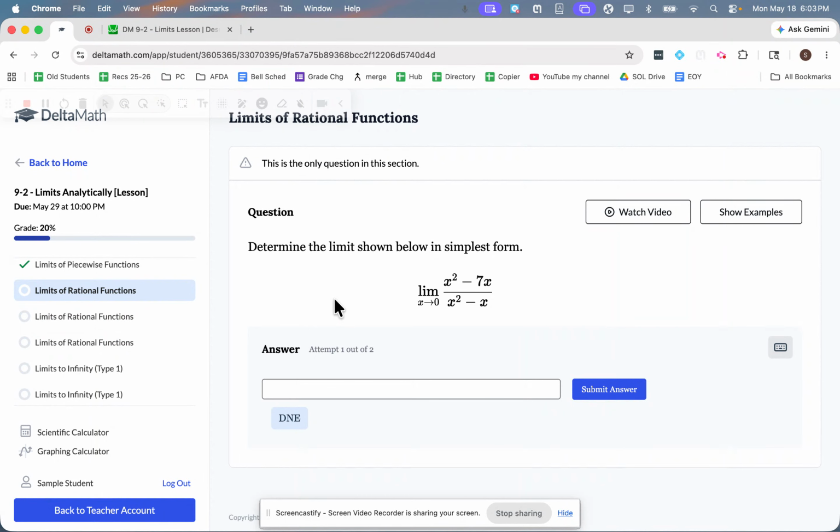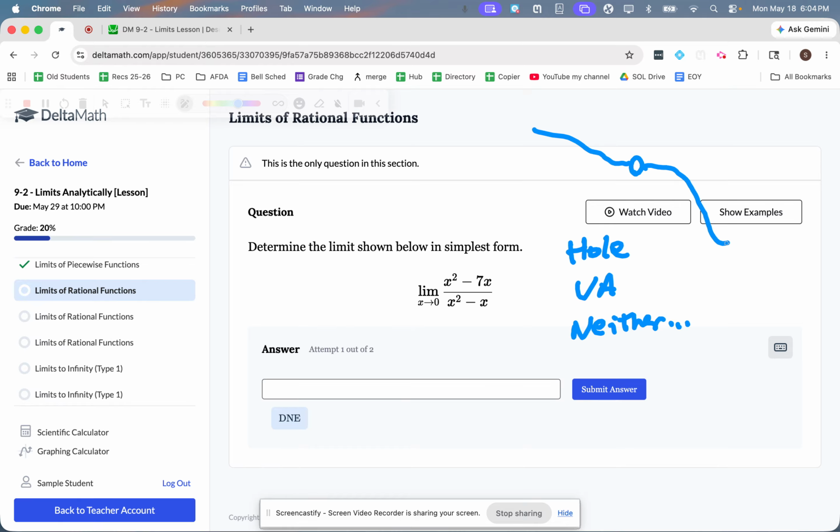Now let's talk about rational functions. For rational functions, I'll just cut to the chase. You are looking for the presence of a hole, or a VA, or neither. Here's the thing. You've seen this with rational functions. If you're looking for the limit as x approaches the x of the hole, the value, the limit, is the y of the hole.